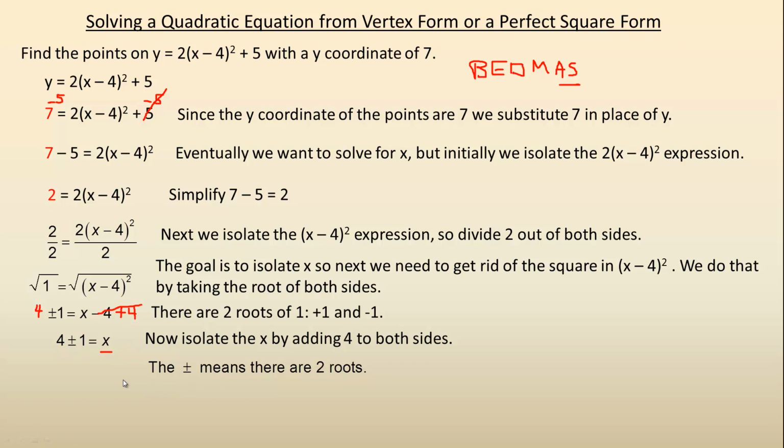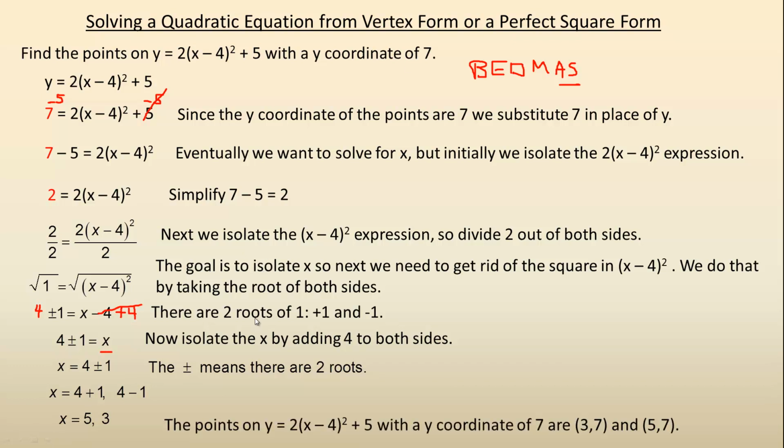So again, the plus or minus means there's 2 roots. So I'm going to just rewrite this with the x on the left, and the 4 plus or minus 1 on the right. And so the 2 roots come from doing 4 plus 1 and then 4 minus 1. That gives us the 2 roots. And 4 plus 1 is 5, and 4 minus 1 is 3. So those are the x coordinates of the points that have a y coordinate of 7. So the points would look like this. It would be (5, 7) and (3, 7), the 2 points.